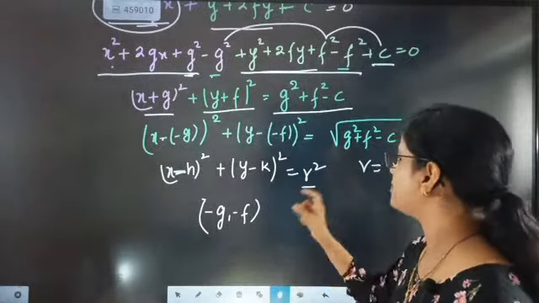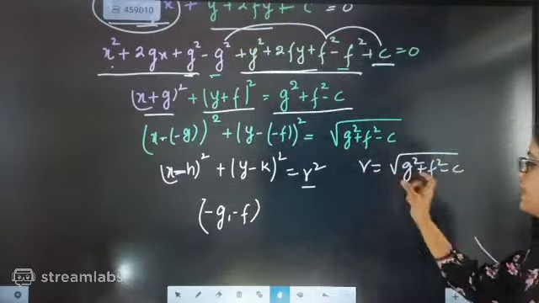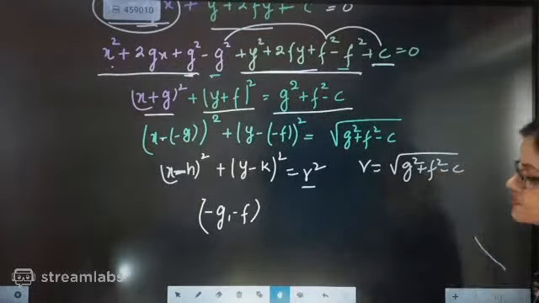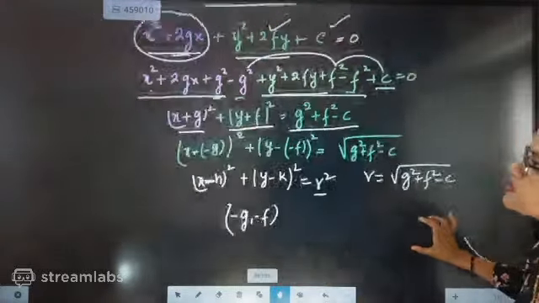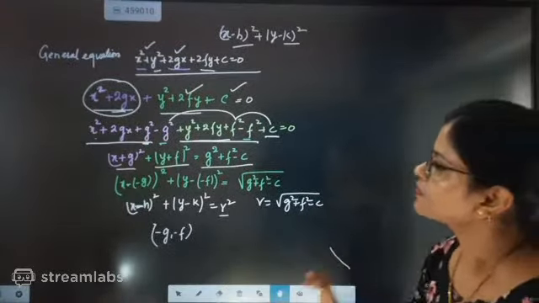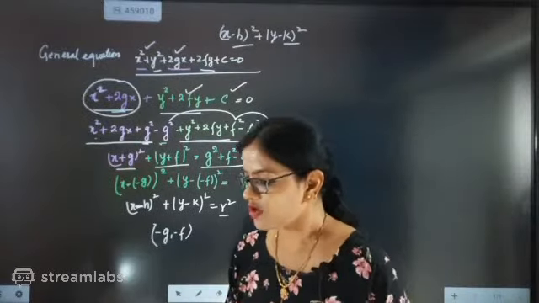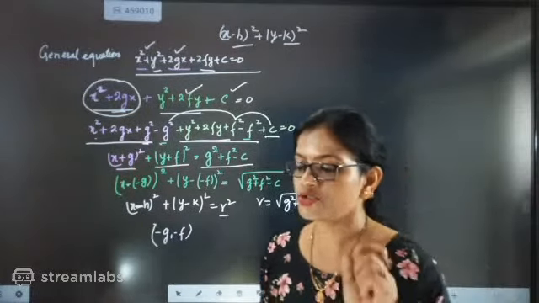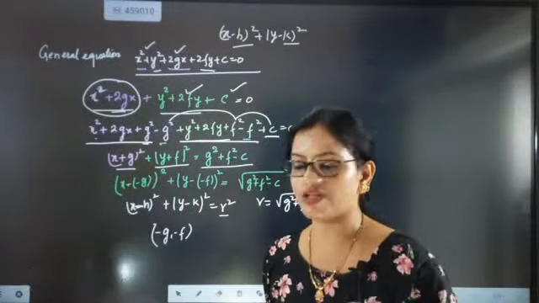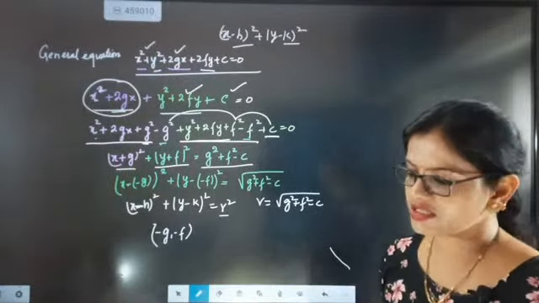So the center is coming as (minus g, minus f), and the radius is coming as the square root of g square plus f square minus c. Now one by one I am going to explain certain things. Certain rules are there for understanding the center part. If somebody asks directly how to write the center, we can also write one thing.